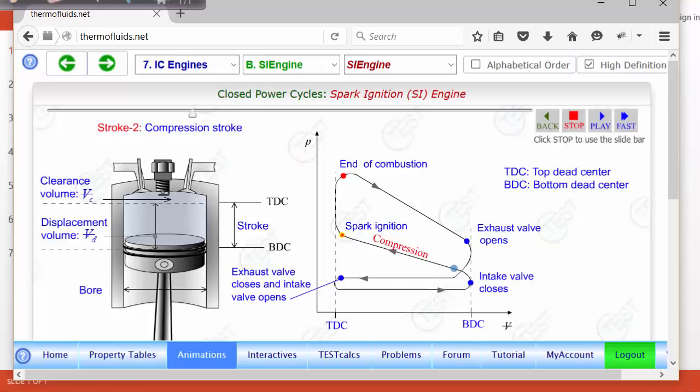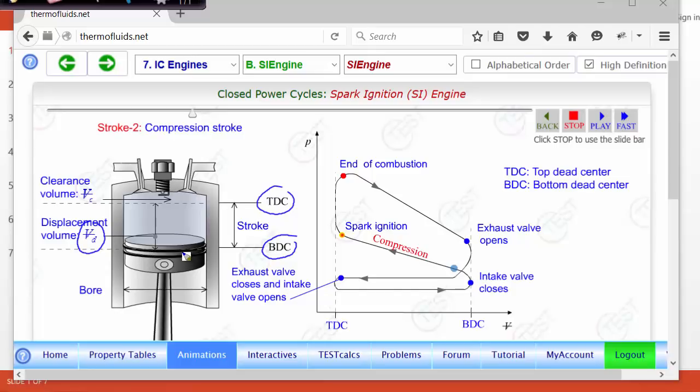This is a piston-cylinder device, and the piston goes up and down. This reciprocating motion is why the engine is called a reciprocating engine. When the piston is at its farthest position from the top, its location is known as the bottom dead center, BDC, and when it's at the top position, it's called the top dead center. The distance between the two is called the stroke of the engine, and the volume swept by the piston is called the displacement volume.